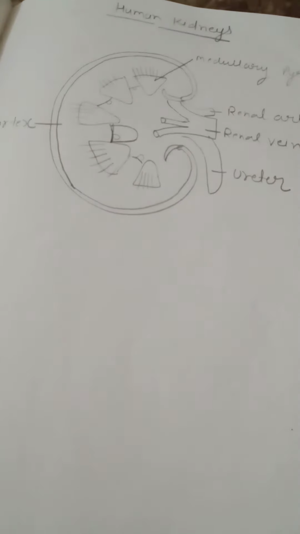Now second, we have described here only the introduction of the excretory system. This is only the introduction of the excretory system of humans. Means it is the structure of the human kidney. There is the medullary pyramid, renal artery, renal vein, ureter and cortex.